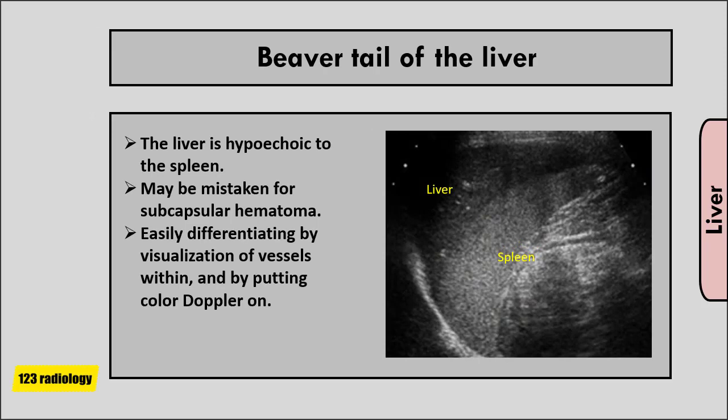In some conditions, the left lobe of the liver can get large and wrap around the spleen, called beaver tail. Because the liver is hypoechoic relative to the spleen, sometimes it may be mistaken for subcapsular hematoma. This can be easily differentiated by visualization of vessels within the liver and by putting color Doppler on.